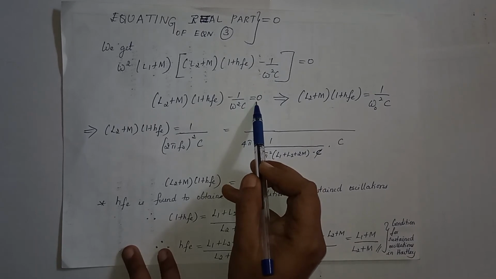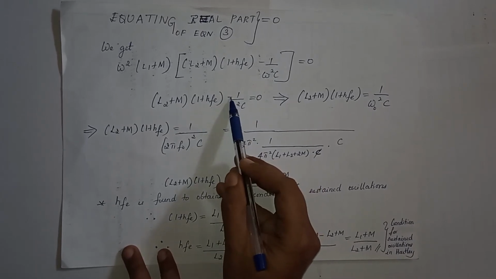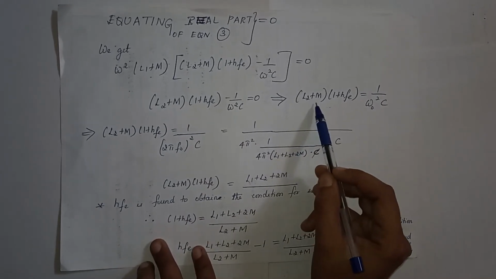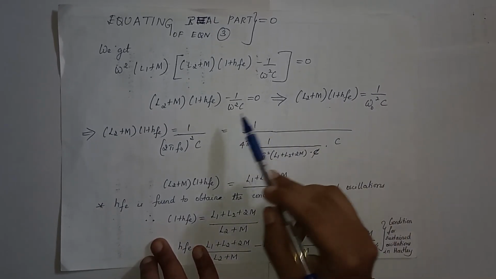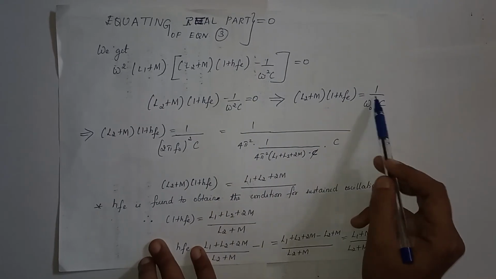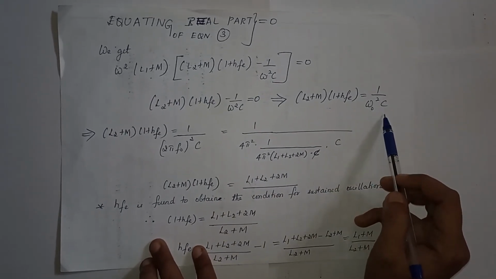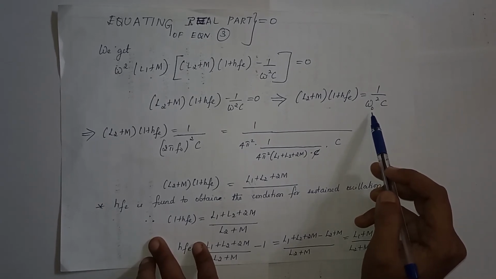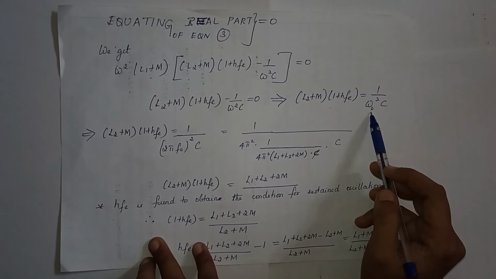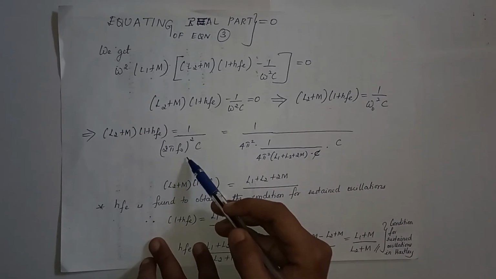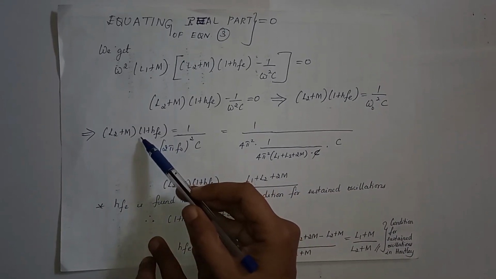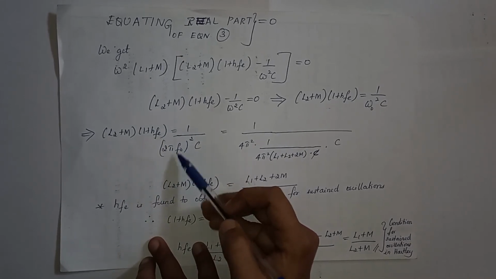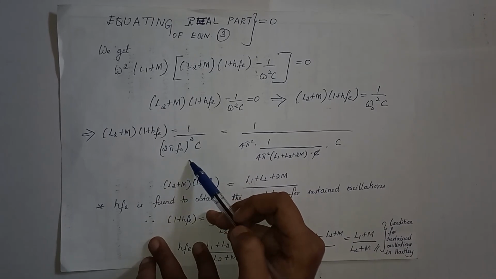is equal to 0. So as before, because we've got this negative sign, we bring this term to the right hand side. So I can just rewrite this equation as (L2 plus M) into (1 plus HFE). So this term goes to the right hand side, therefore it is 1 divided by omega naught squared C. So as before, we write the value of omega naught as 2 pi f naught. So I rewrite this omega naught as 2 pi f naught. So here if you can see, the left hand side term remains the same, and on the right hand side I've just changed the value of omega naught as 2 pi f naught. So this becomes 2 pi f naught the whole square.